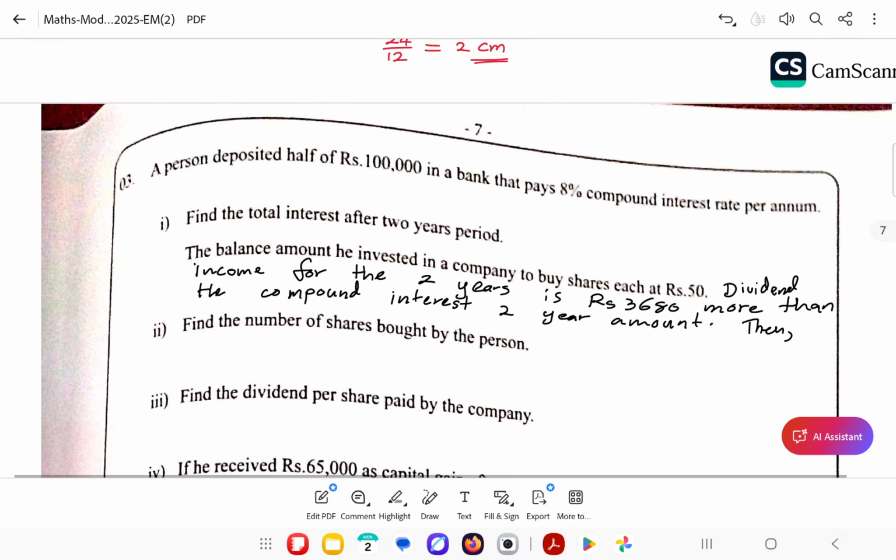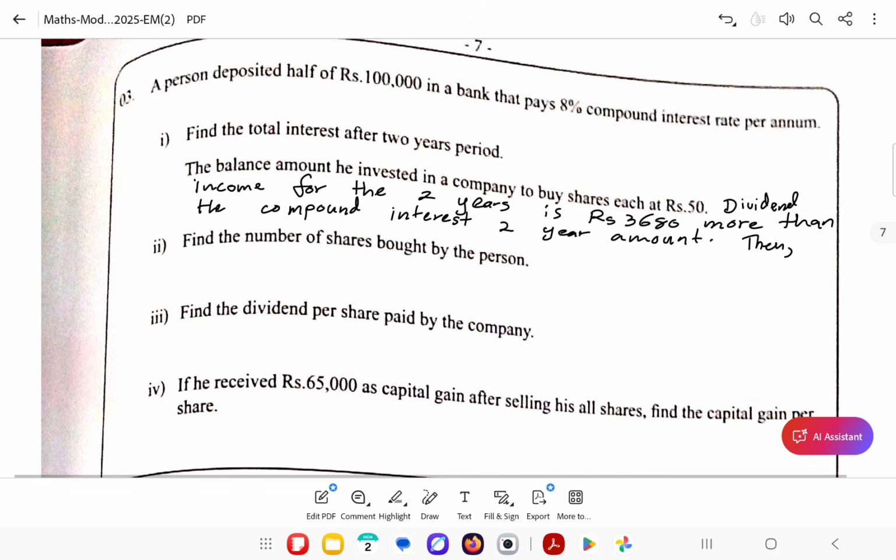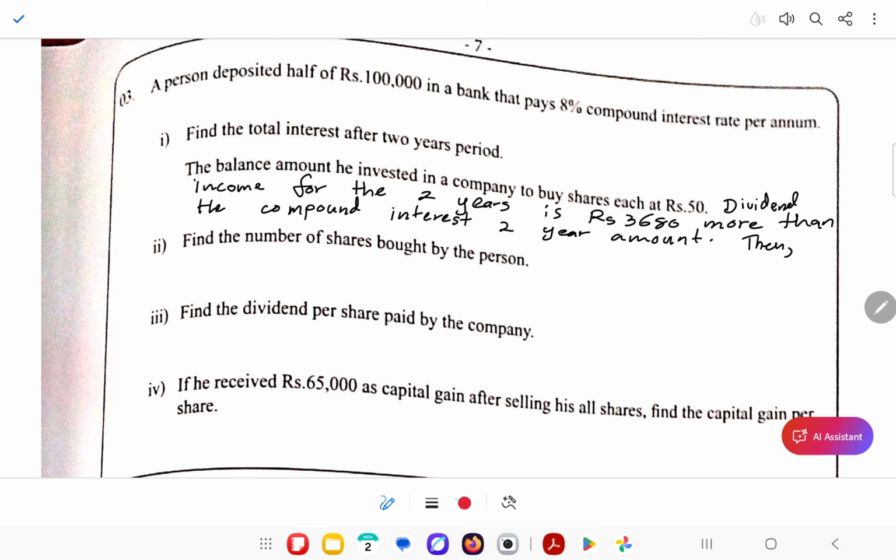Right. Then question number 3. A person deposited half of rupees 100,000 in a bank that pays 8% compound interest rate per annum. Find the total interest after 2 years period.